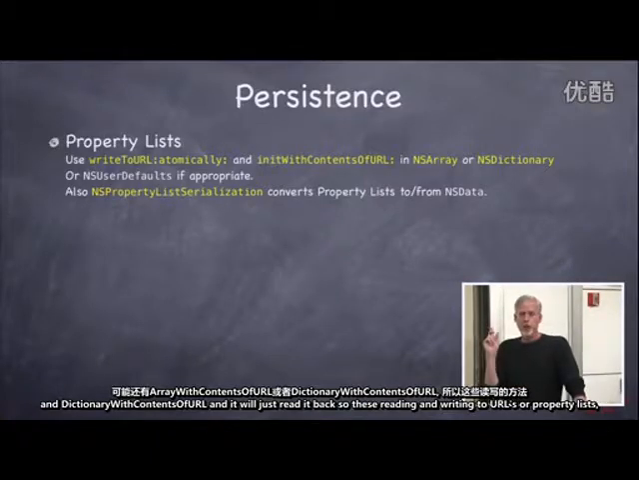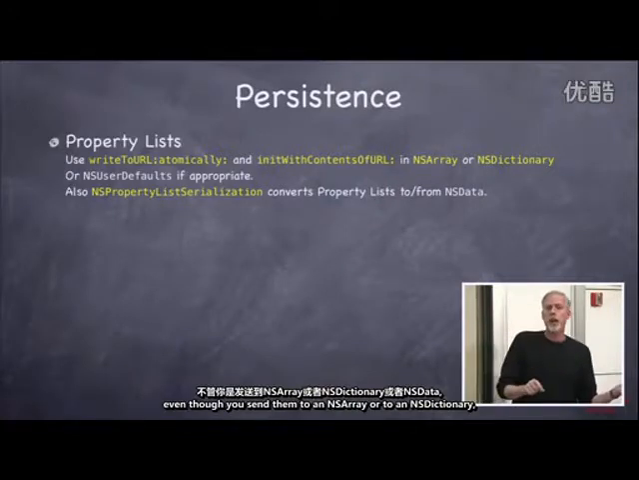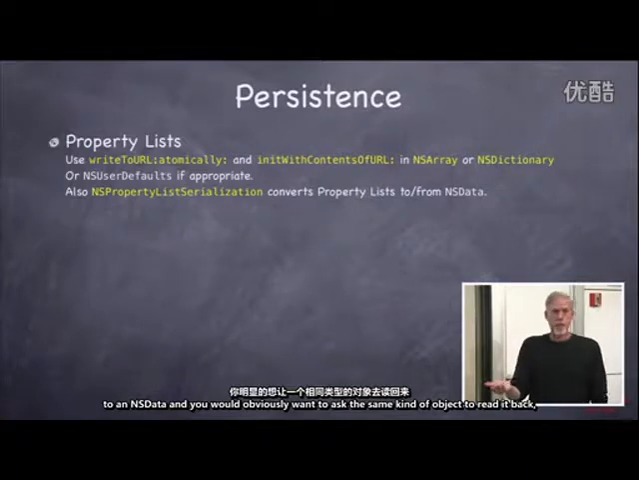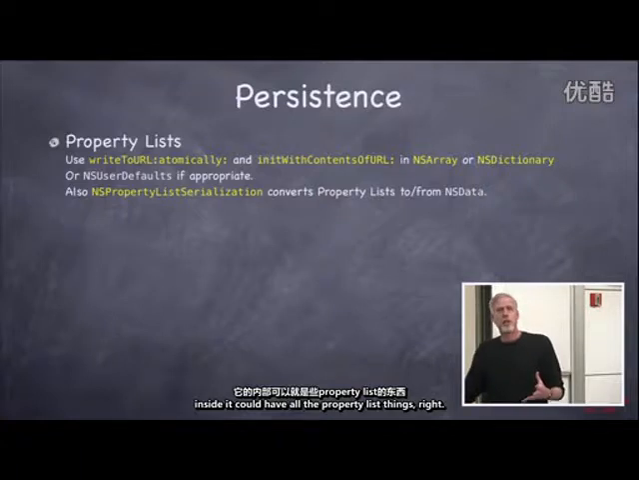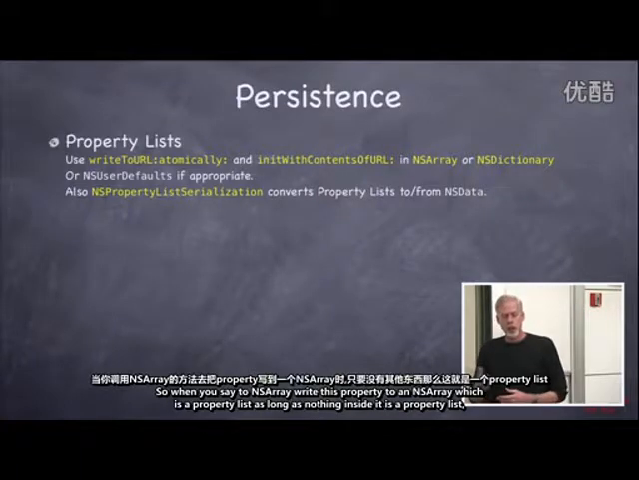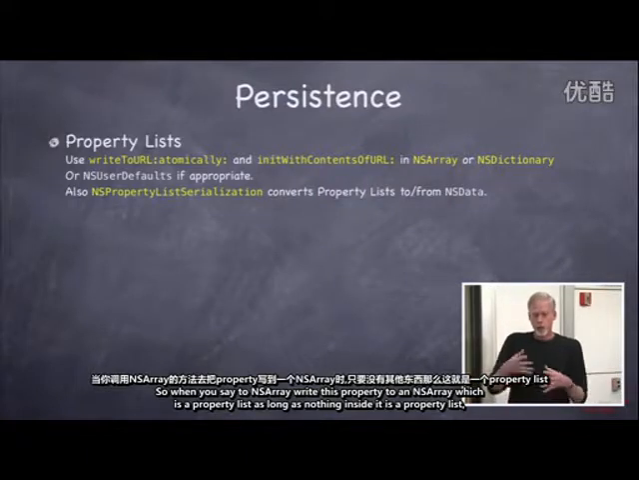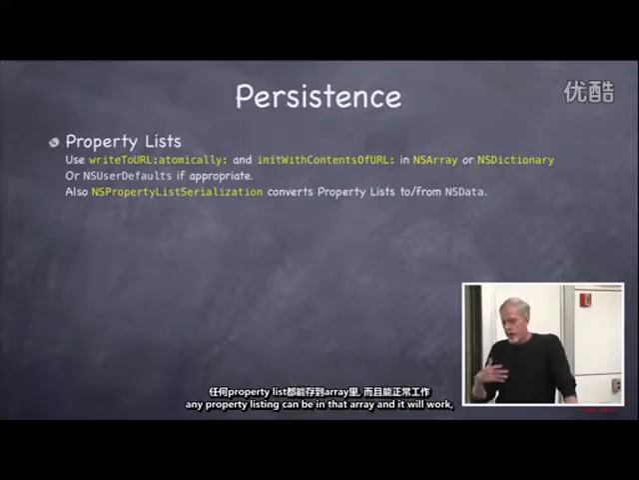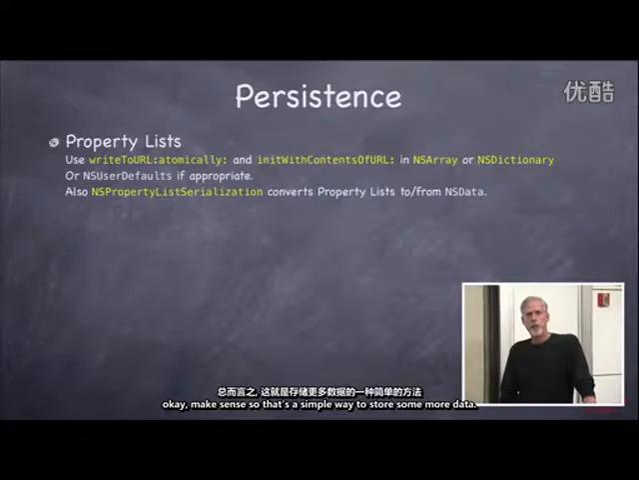So these reading and writing to URLs of property lists, you send them to an NSArray, or to an NSDictionary, or to an NSData, and you would obviously want to ask the same kind of object to read it back. Inside it could have all the property list things, right? So when you tell an NSArray to write itself to a URL, as long as nothing inside it is not a property list, any property list thing can be in that array and it'll work. Okay? Make sense?